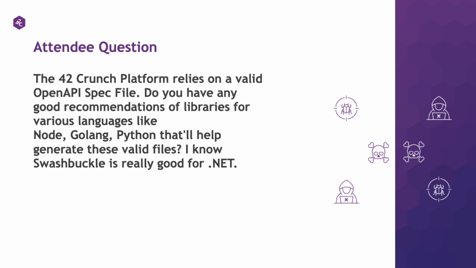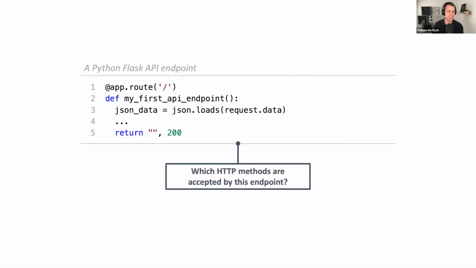Right. Awesome. Philippe, if you want to move on. Yeah. Thanks. Thank you. Let's talk about security misconfiguration. Since you're here anyway, let me ask you a question. Which HTTP methods does this Flask API endpoint support? Flask is a Python framework, by the way. What is supported here? GET, POST?